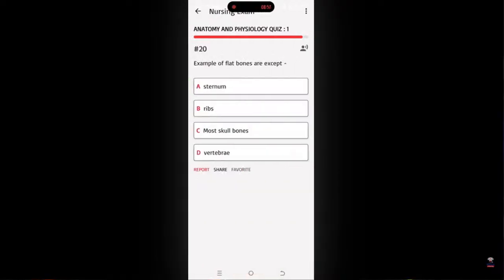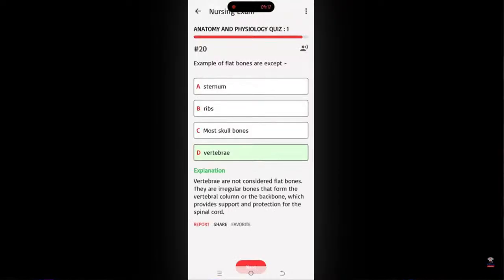Examples of flat bones are, except: A. Sternum, B. Ribs, C. Most skull bones, D. Vertebrae. Correct answer. Vertebrae are not considered flat bones. They are irregular bones that form the vertebral column, or the backbone, which provides support and protection for the spinal cord.